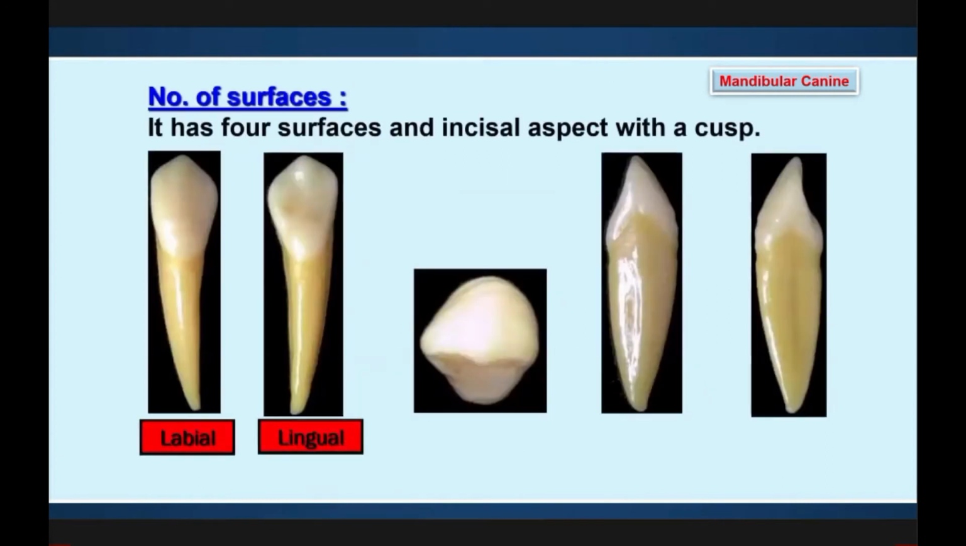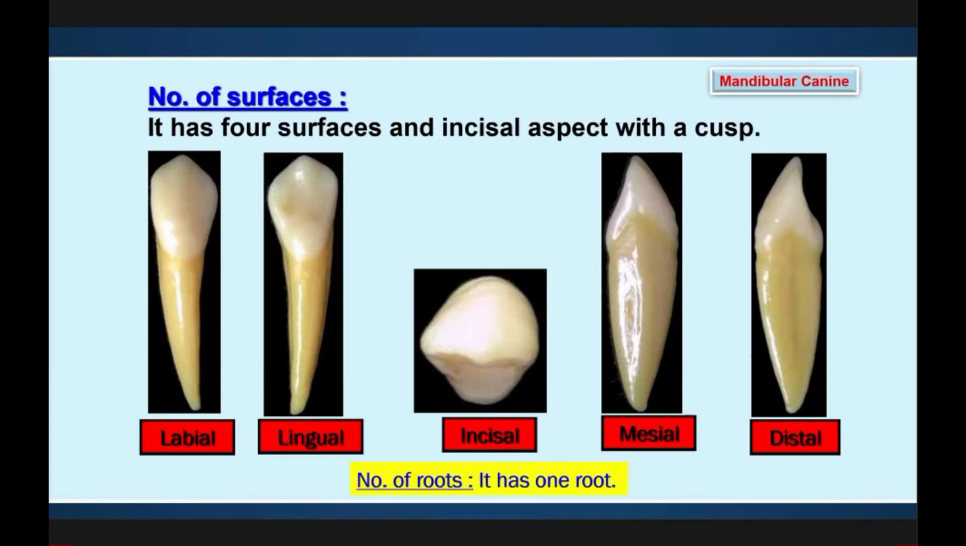Number of surfaces, it has five surfaces actually. Labial, lingual, mesial, distal, and incisal surface or incisal tip with the cusp. It has four surfaces and incisal aspect with a cusp. It has only one root. Usually it is a single-rooted tooth. So central incisor, lateral incisor, and canine, all these teeth are single-rooted. Again, if you go to the lower jaw, the lower 4 and lower 5 are also single-rooted.